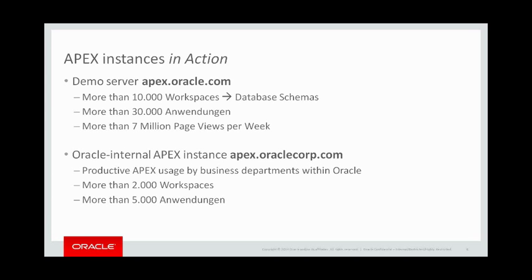Beyond the demo instance, Oracle uses an internal Apex instance, so you won't be able to access the second one. It's only accessible within the Oracle internal network. And this is a productive instance where business departments within Oracle can have their workspace and build applications on it. And the provisioning process is exactly the same as for the external instance. So business departments at Oracle are not cross-charged for these workspaces.